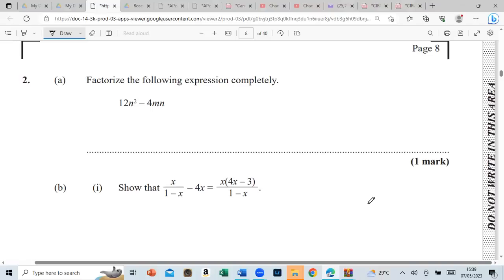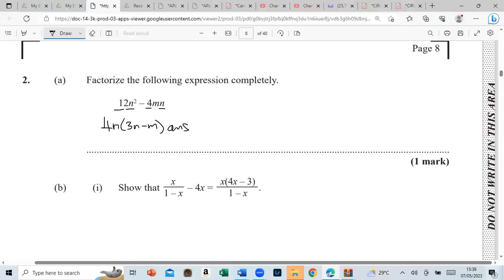That's the answer, guys. It's only one mark. So what you do is take out the highest common factor. Find the highest number that goes into 4 and 12, which is 4 itself. N is common in both terms, so take out the N. Then 4 into 12 is 3, times n squared divided by n gives us n. 4 into 4 is 1, and it cancels, so we have n. That will give us only one mark.